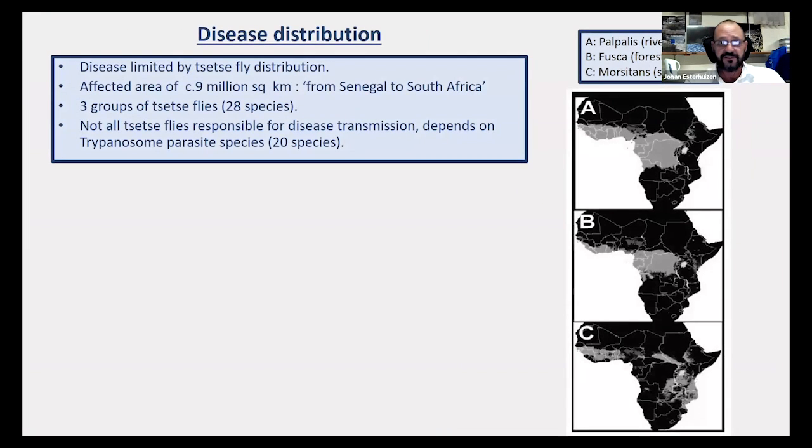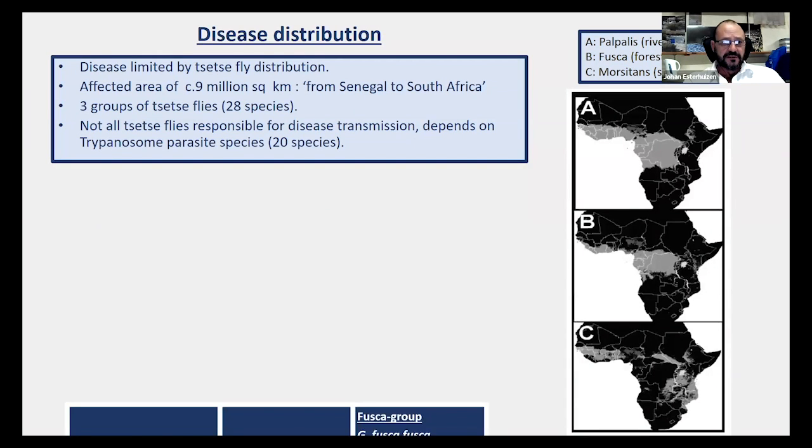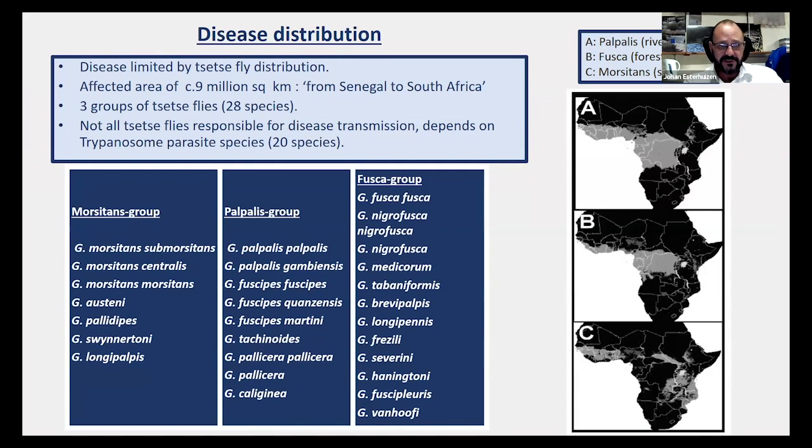Okay, so with this disease distribution, the disease really is limited by the tsetse fly distribution. The affected area of Africa is about 9 million square kilometers, really from Senegal in the north to South Africa in the south. And you can see here on the table, there are 3 groups of tsetse flies, a total of about 28 species. But not all tsetse flies are responsible for disease transmission. It really depends on the trypanosome parasite species, of which there are about 20 species.